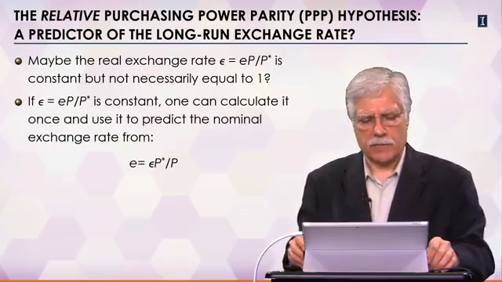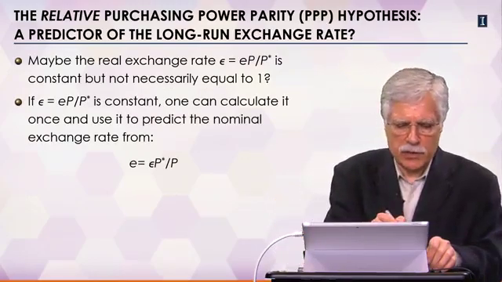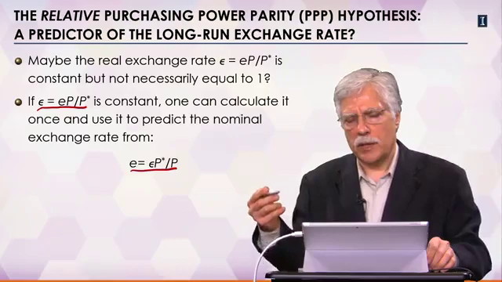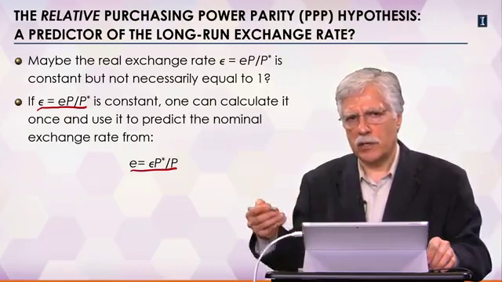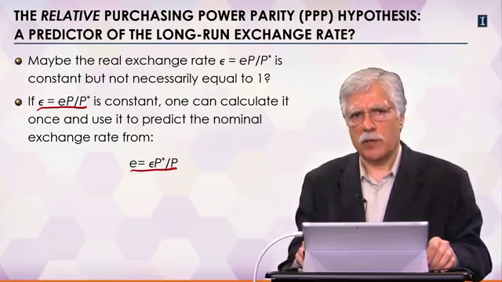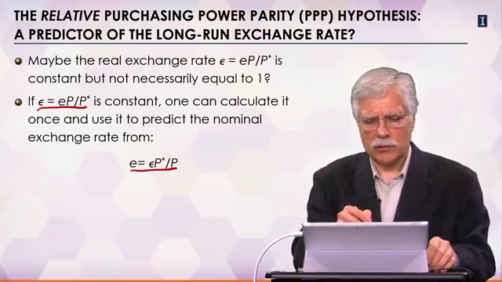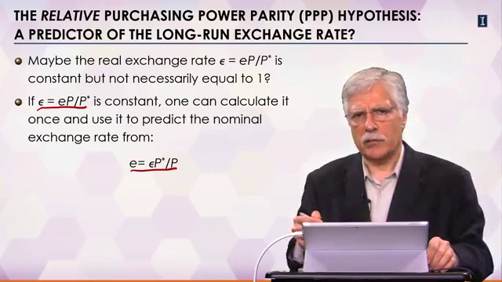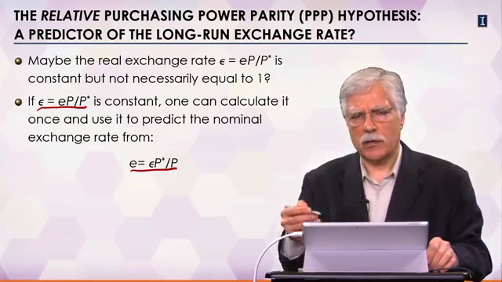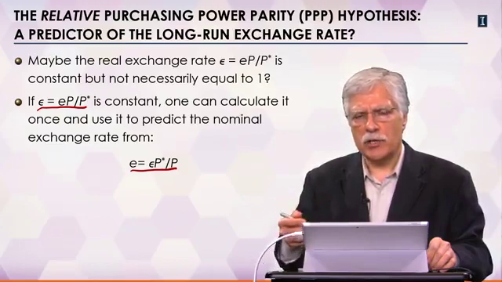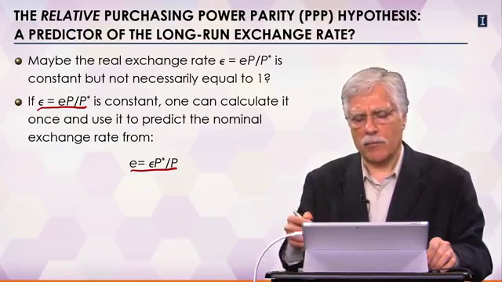If epsilon is fixed, then you can measure it once and then use the definition of the real exchange rate to find the nominal exchange rate. And remember that P and P star are relatively easy to predict. Then we have a relatively easy way of predicting the exchange rates in the future. This hypothesis is called relative purchasing power parity, meaning that it's not absolute. The real exchange rate is not equal to 1. The same amount of goods and services cannot be bought with the same amount of money across all countries. But the ratios of the amounts that we can buy with the same amount of money remain constant over time.